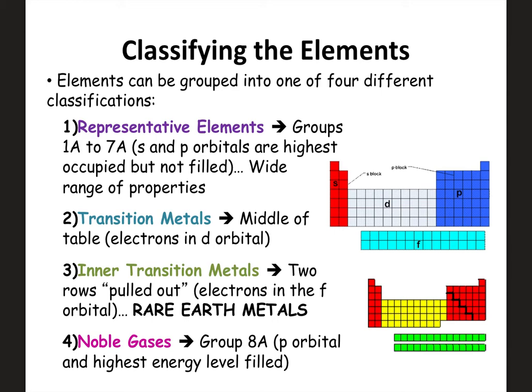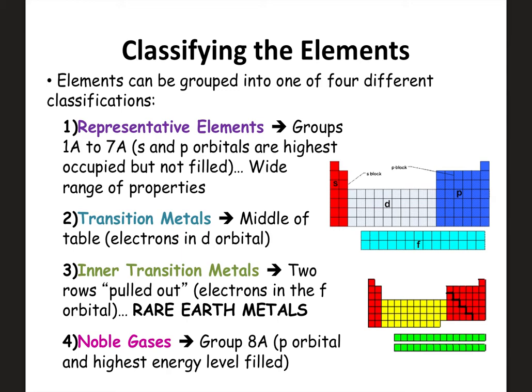We could say the representative elements. These would be elements in groups 1A to 7A. So basically it would be the S's and the first five P's on your periodic table. We could classify them as representative elements. They might be metals, they might be nonmetals, but the key is it's just a different way of grouping them, and we call them the representative elements.